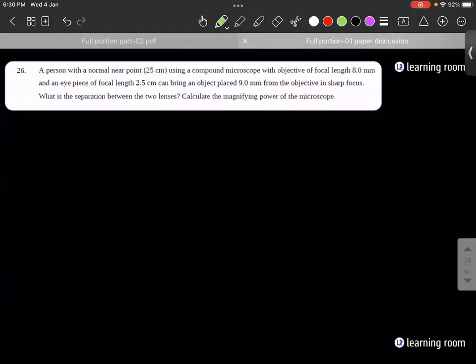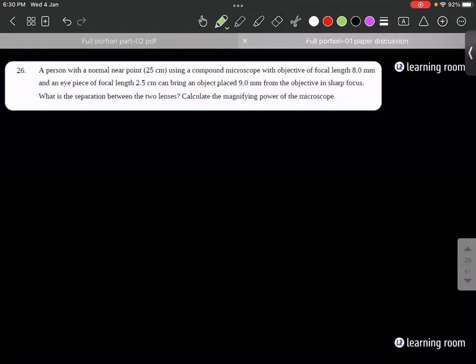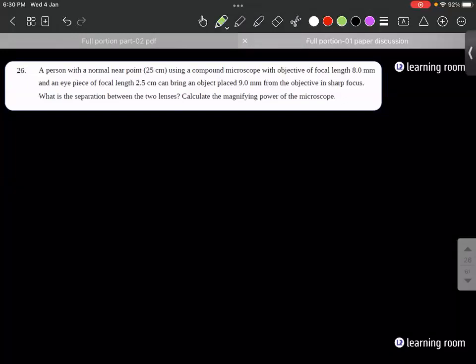So what is the answer for the 26th one? A person with a normal near point using a compound microscope with objective of focal length 8 millimeter and an eyepiece of focal length 2.5 centimeter can bring an object placed 9 millimeter from the objective in sharp focus. What is the separation between the two lenses? Calculate the magnifying power of the microscope.